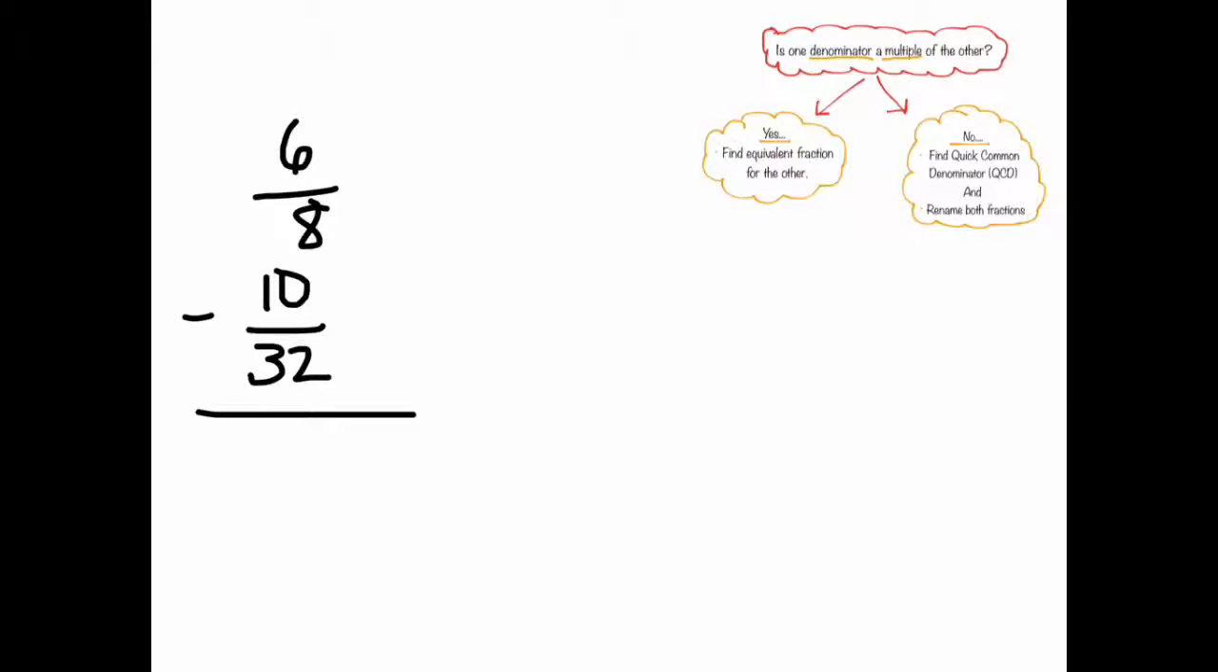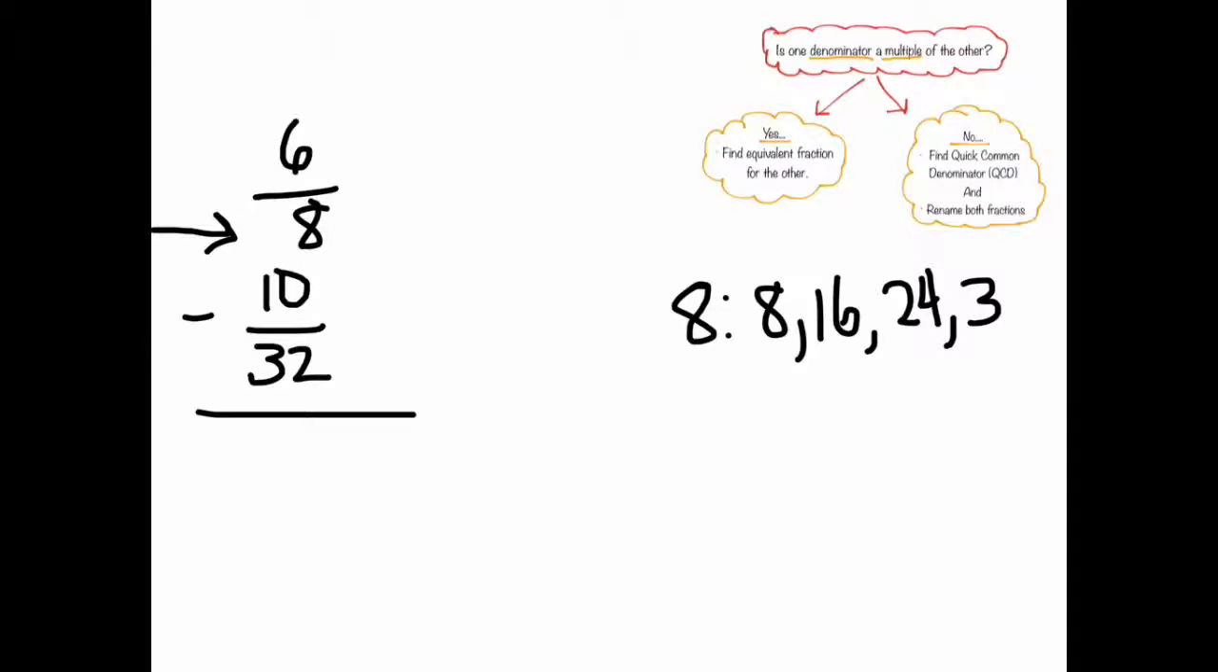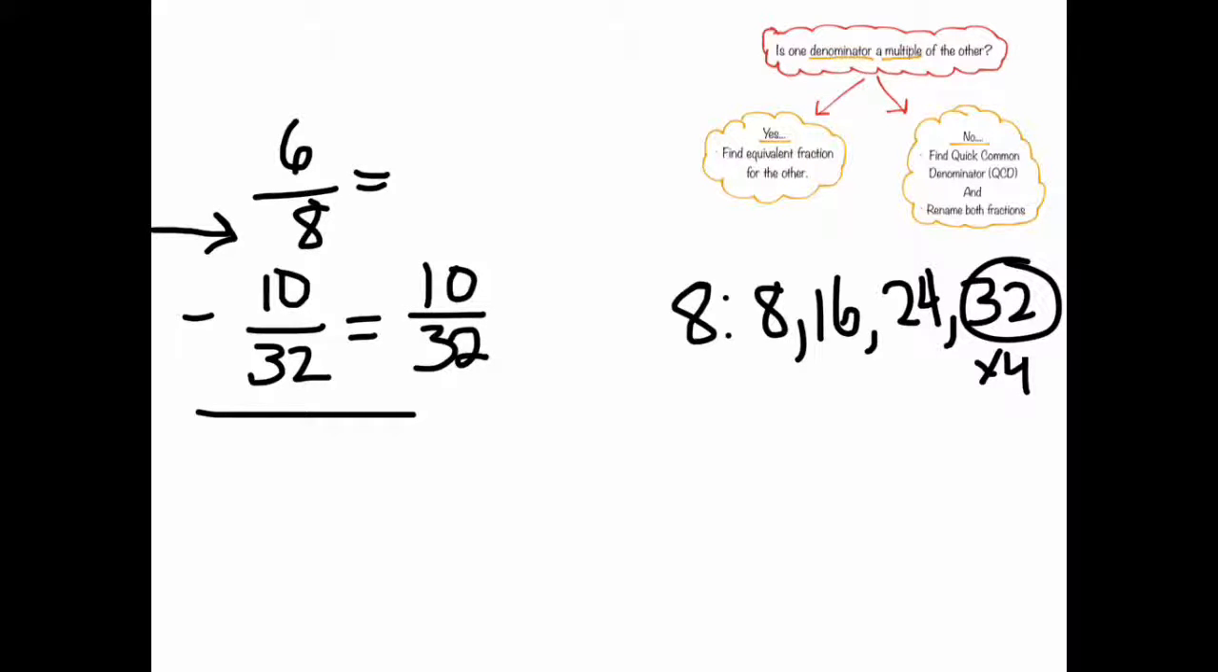And I can do this by skip counting. I'm going to take the smaller denominator, that would be 8, and I'm going to start skip counting. 8 times 1 is 8, 8 times 2 is 16, 8 times 3 is 24, 8 times 4 is 32. Oh, there it is. Okay, so I know I'm multiplying by 4. So my common denominator is 32, so I can just rewrite 10/32, and then I need to rewrite 6/8 with a denominator of 32.